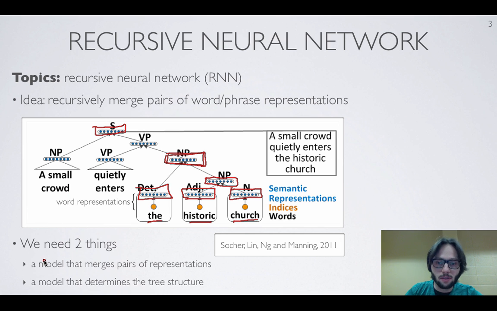So what we need to specify at this point is what shape will take this model that merges pairs of representations, and also how are we going to model actually the tree structure, and specifically how are we going to extract this tree structure from the sentences. And these are the things we're going to discuss in the following videos.